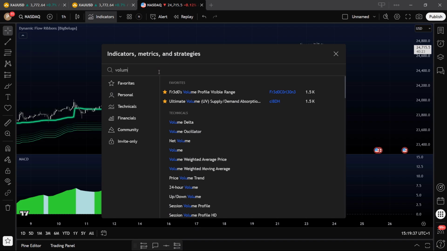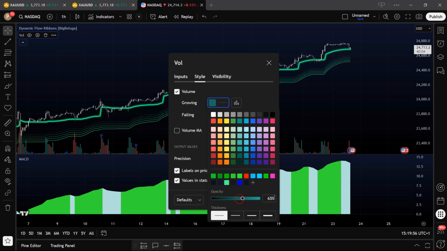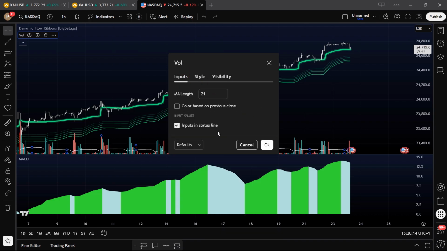Add the standard volume indicator. A green volume bar must confirm a buy signal. A red volume bar must confirm a sell signal. This is your fuel check. It shows real conviction behind the move. You now have the complete system.